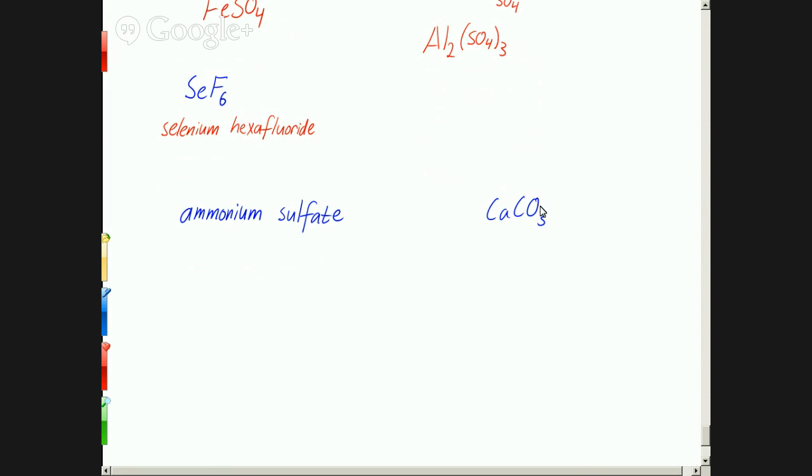That's one of the polyatomic ions. So, anybody remember ammonium? NH4. Yep. NH4 plus 1. And sulfate? Yep. So see if we can put those together.